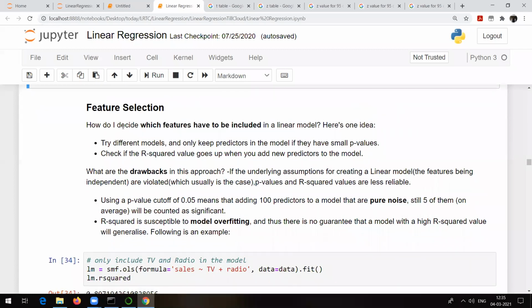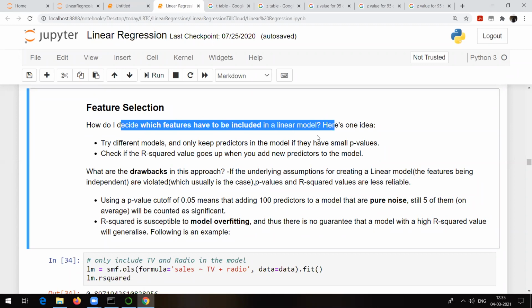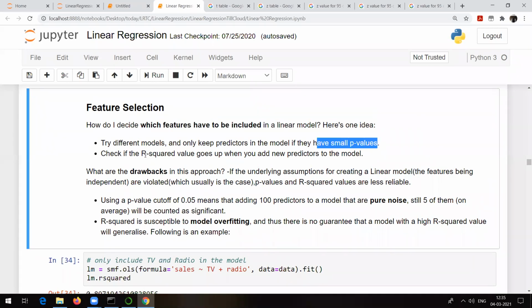Feature selection. How do I decide which features have to be included in a linear model? So you have p values for that. You have R squared values for that. This should be satisfying the condition, and this should be higher. But again, it has been given that one should not only depend on R squared value and only p value, because there are some drawbacks.